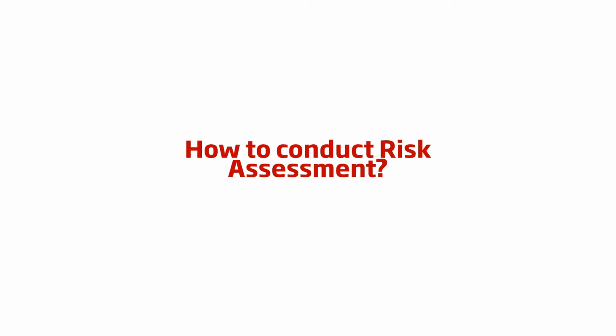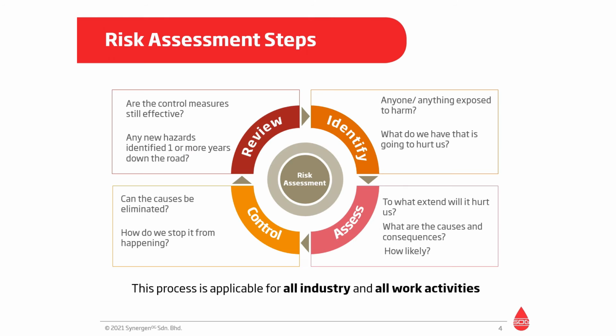How do we go about doing a risk assessment? Risk assessment comprises the following 4 stages, namely identify, assess, control, and review. This standard process is widely used throughout all industry and is relevant for all work activities. These steps form a cycle, which means that the risk assessment process is never a static one-off activity, but should be carried out throughout a project life cycle.